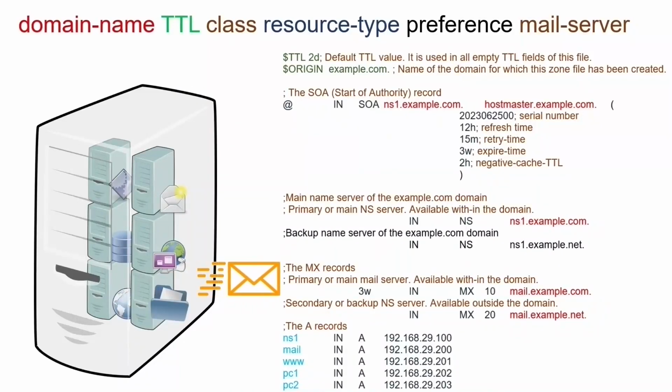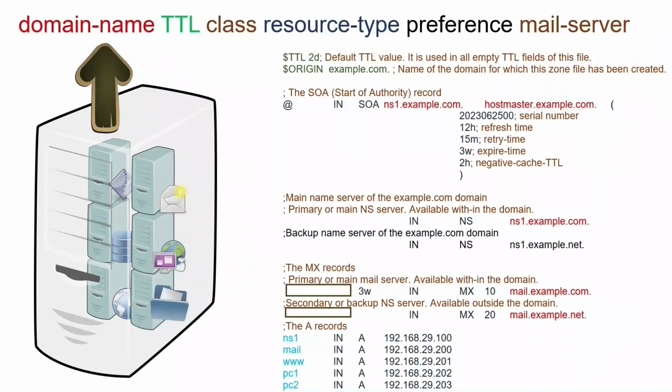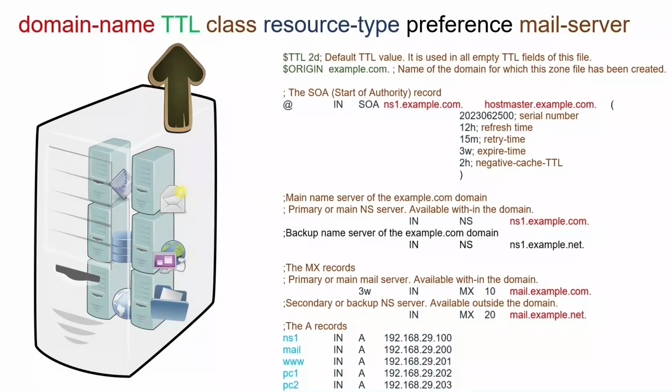MX records define mail servers. It uses this syntax. The domain name field defines the domain for which this record will define the mail server. Similar to an NS record, if we leave this field empty, the record will inherit its value from the previous record's name field. The TTL field defines the maximum time resolver systems can cache this record. If we leave this field empty, the record uses the TTL directive's value.